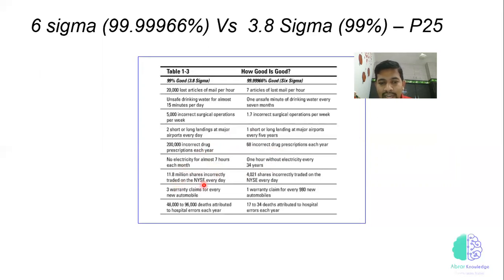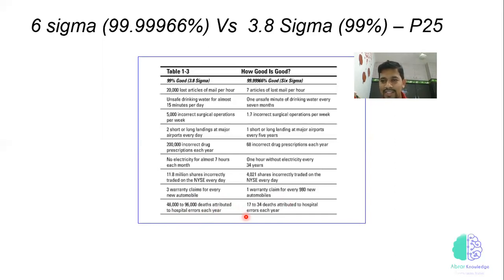11.8 million shares incorrectly traded, versus 4,021 shares incorrectly traded. 3 warranty claims for every new automobile, versus 1 warranty claim in 980 new automobiles. 48,000 to 96,000 deaths can be attributed to hospital error each year, versus 13 to 34 deaths attributed to hospital error. So that's the major difference between Six Sigma and why not 3 or other sigma.